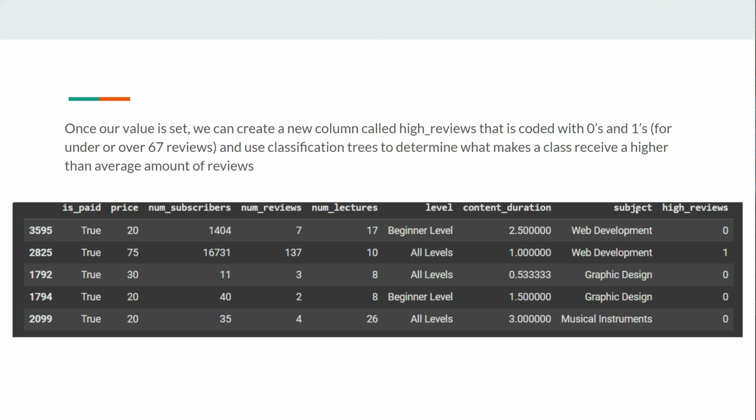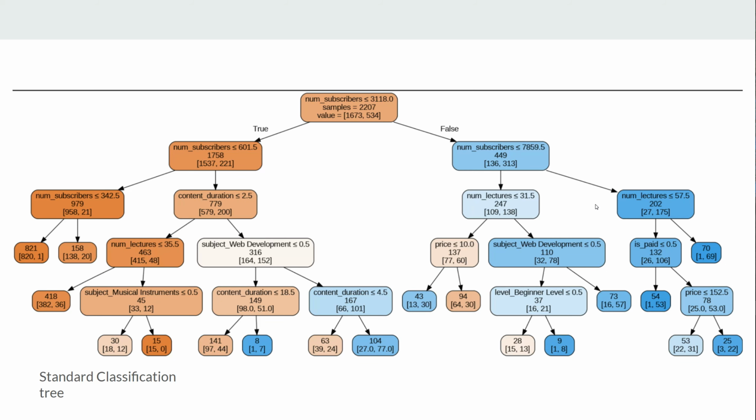From here, we also created dummy variables for our subjects and level, and created a classification tree. And so this is our standard tree. What you can see here is it's very heavily dependent on the number of subscribers, which is one thing that we initially noticed. We have one pure node here.